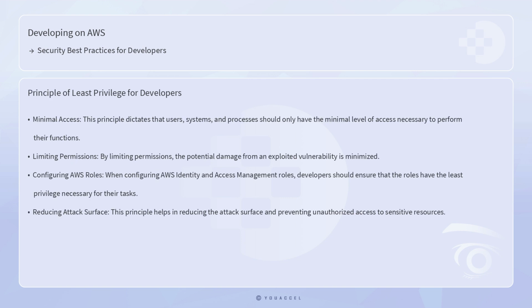One of the fundamental practices for developers is to adopt the principle of least privilege. This principle dictates that users, systems, and processes should only have the minimal level of access necessary to perform their functions. By limiting permissions, the potential damage from an exploited vulnerability is minimized. For instance, when configuring AWS Identity and Access Management roles, developers should ensure that the roles have the least privilege necessary for their tasks. This principle helps in reducing the attack surface and preventing unauthorized access to sensitive resources.